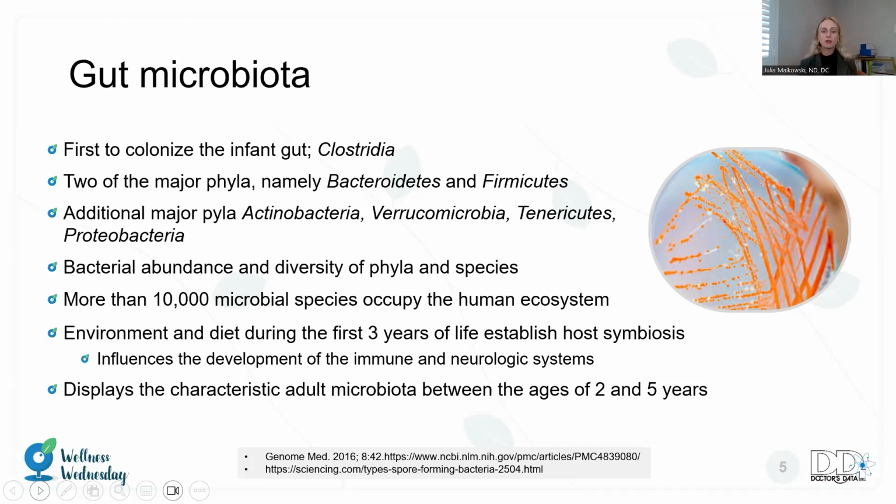When we're talking about the bacteria, an important consideration is what's called bacterial abundance and diversity. Bacterial abundance essentially means how much bacteria is in the human colon. This makes a difference, but also systemic physiology is influenced, not only the colon. Within the gut microbiota, there are over 10,000 microbial species, and the environment during the first 3 years of life really establishes your host symbiosis.